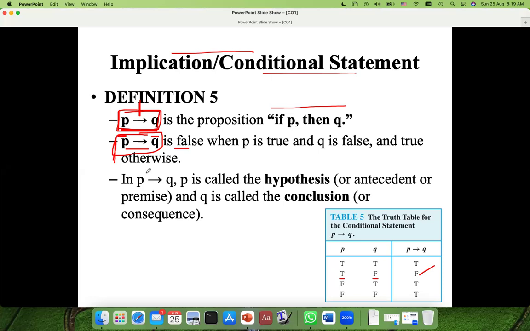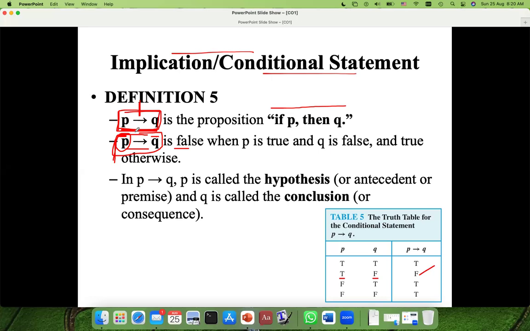So now some extra information. In this P implies Q, the first one, P, is called the hypothesis. The other name is antecedent, or premise. I don't know the exact Arabic word for hypothesis, but maybe mafruza or mafruda, whatever you want to say. Oh, yes, in Arabic.